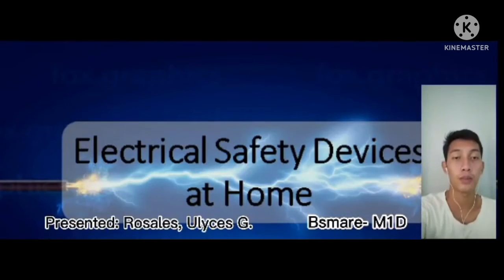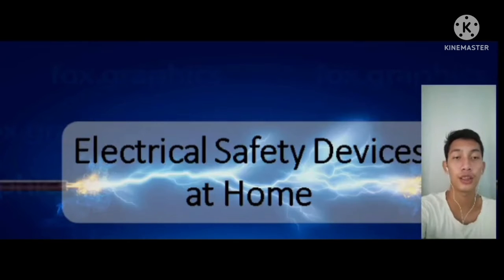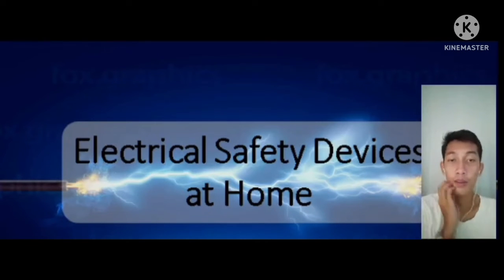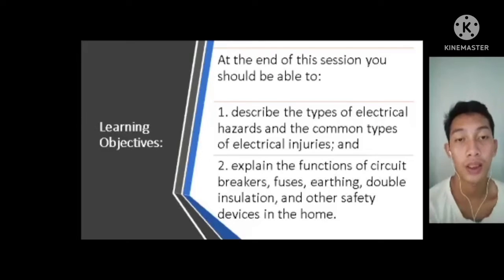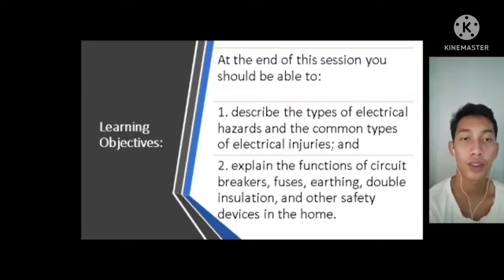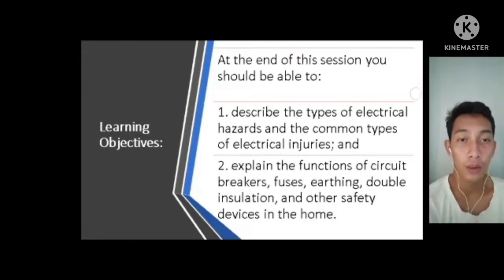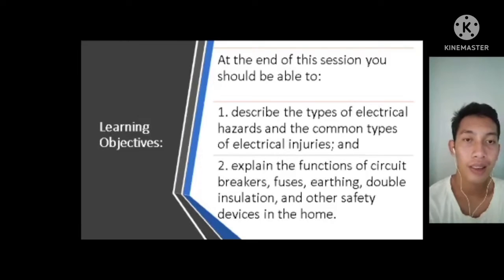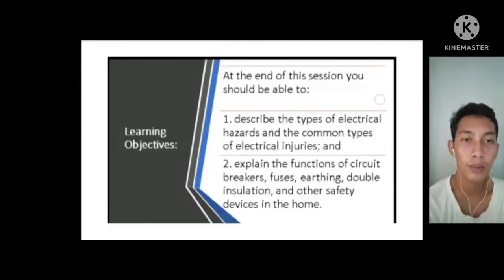Hi sir, I'm Ulysses Gonzalez. My topic is all about electrical safety devices at home. The learning objectives: at the end of this session you should be able to, one, describe the types of electrical hazards and the common types of electrical injuries, and two, explain the function of circuit breakers, fuses, earthing, double insulation and other systems.